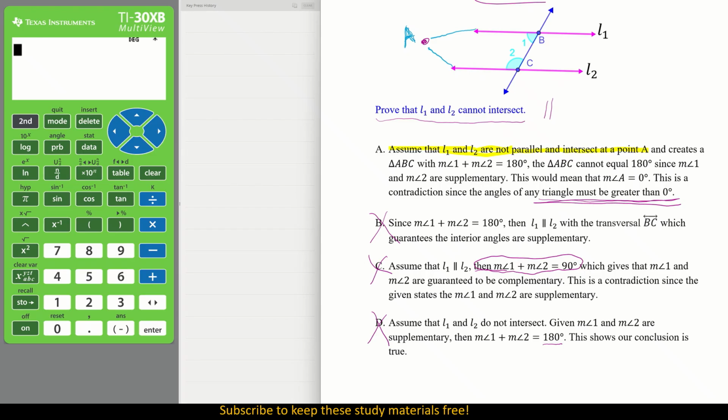The triangle ABC cannot equal 180 since the measure of 1 and 2 are supplementary. Oh, absolutely. That's really huge. The given isn't going to work, which creates our contradiction if we truly had an intersection. This would mean that the measure of angle A equals 0. I agree. That's a short, quick, reasonable proof. I mean, I might put a little more in there. That gets down to the point. Okay, I agree with A.